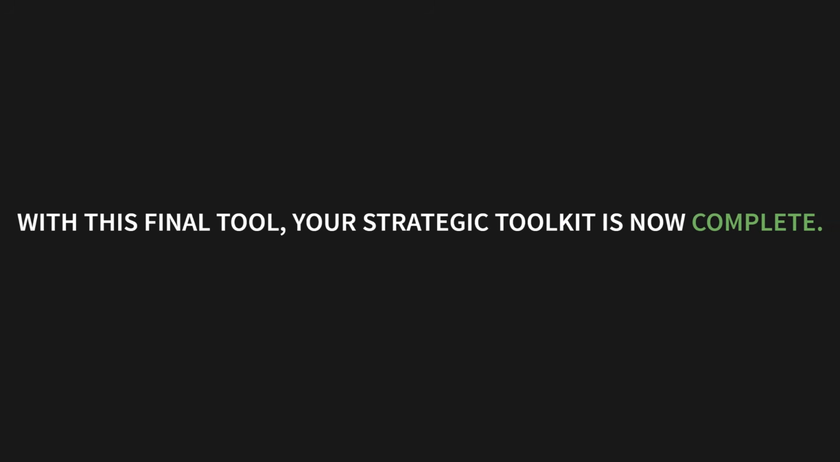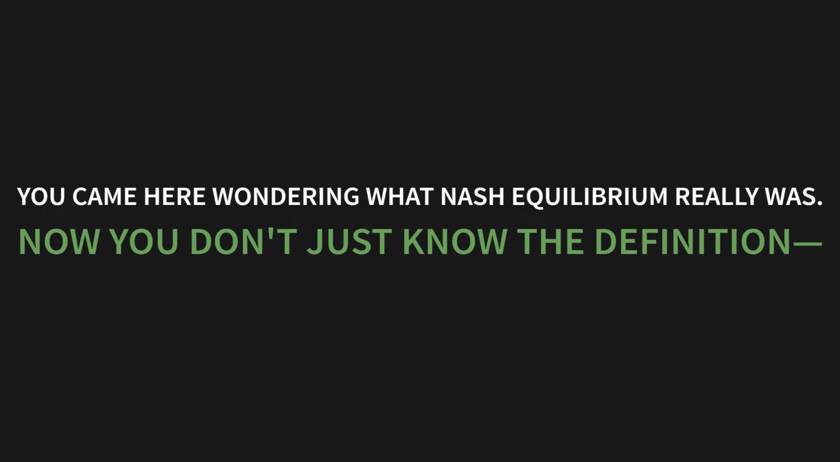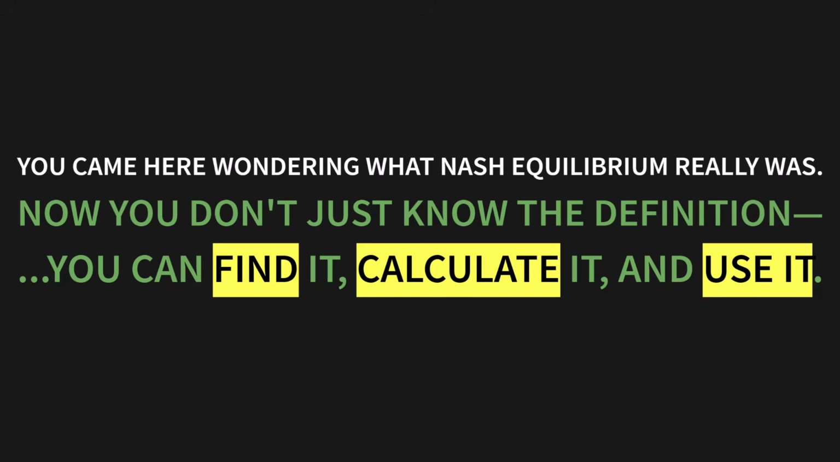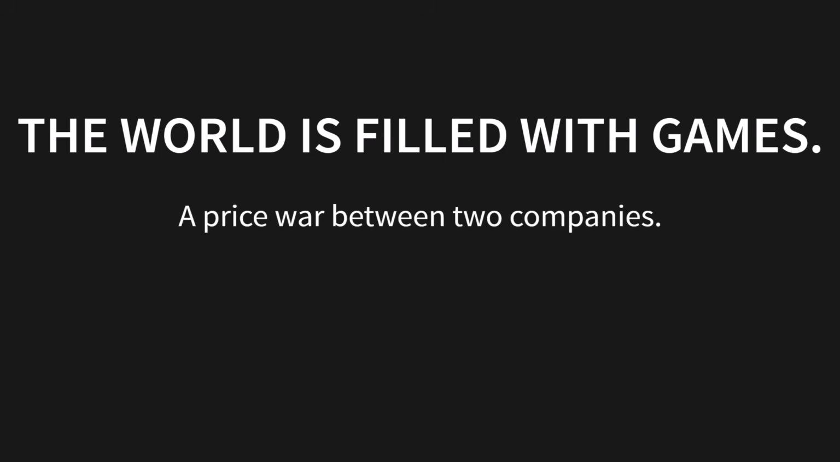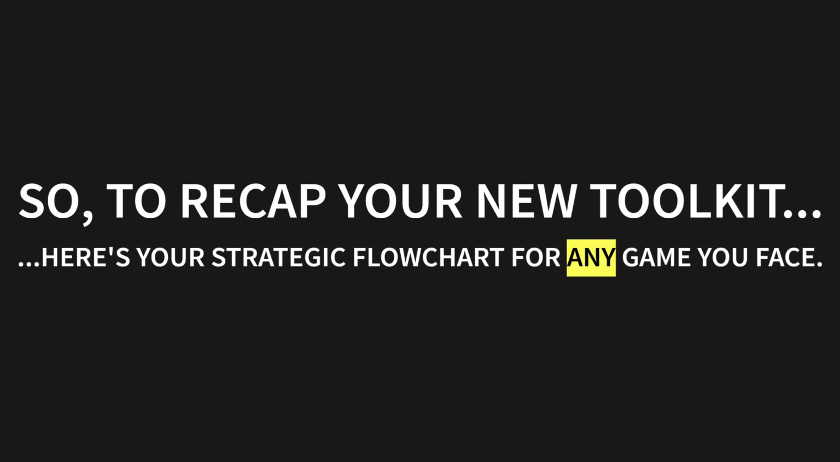With this final tool, your strategic toolkit is now complete. You came here wondering what Nash Equilibrium really was. Now you don't just know the definition, you can find it, calculate it, and use it. Think about it. The world is filled with games. A price war between two companies, a negotiation with your boss, even just deciding where to go for dinner. Before, you were just a player. Now, you're an analyst. So, to recap your new toolkit, here's your strategic flowchart for any game you face.